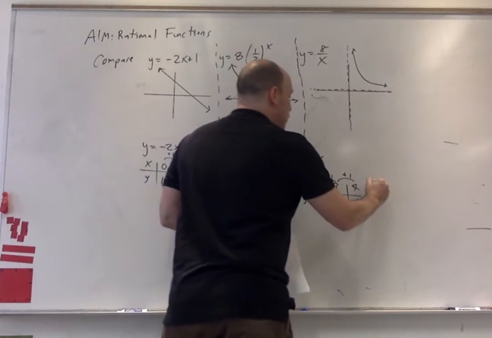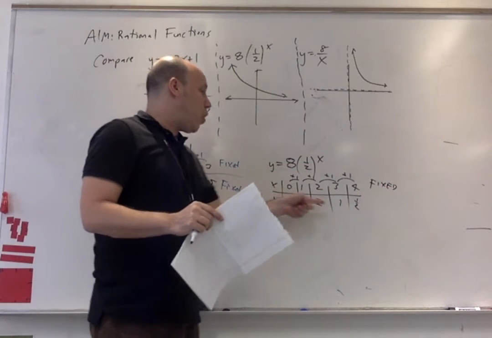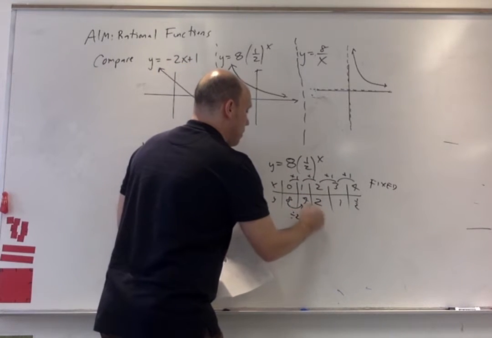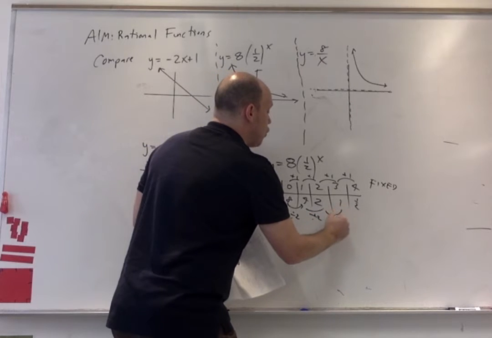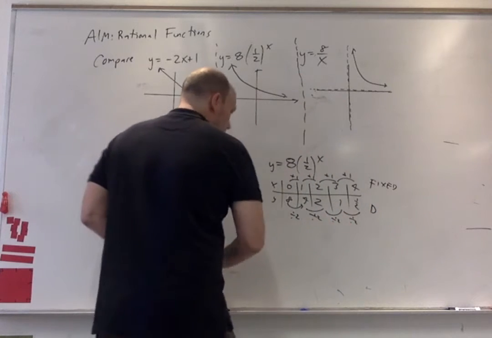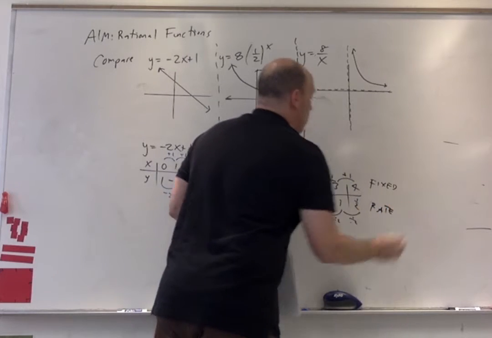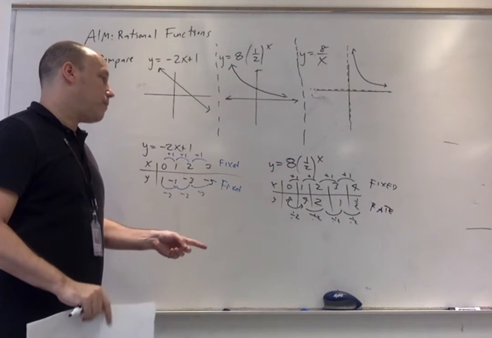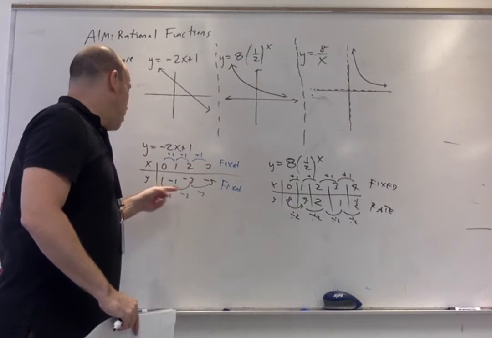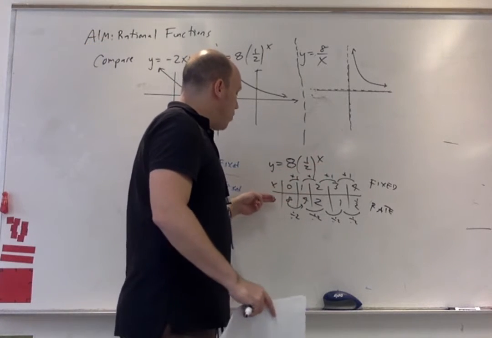Now, as this change is fixed up here, what's going on in the y? This change is a rate. It's dividing by 2 each time. And so the idea here is that this change is a rate, multiplying or dividing by the same amount each time. So for the line, as the change in x is fixed, the change in y is fixed. For the exponential, the change in x is fixed, but the change in y is a rate.